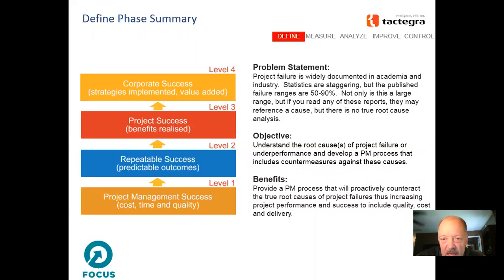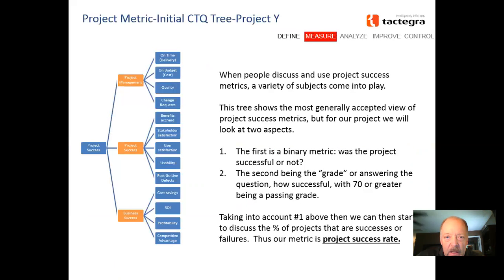So again, 50 to 90% of projects fail. And again, if you go out and Google it and you dig in on any of those sites, you'll see that there really isn't any root cause. So what we did was we started talking about the first piece: is the project successful or not? So it's more of a binary metric, yes or no.